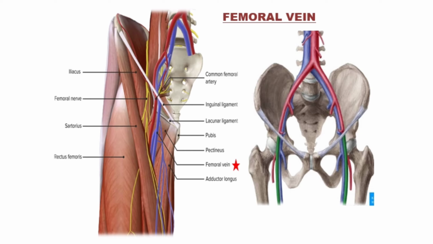Femoral vein receives the following tributaries: great saphenous vein, which is the largest tributary, profunda femoris vein, medial and lateral circumflex femoral vein, deep external pudendal vein, and direct muscular tributaries. Superficial tributaries of femoral vein include superficial epigastric, superficial external pudendal, and superficial circumflex iliac veins. As you can see, femoral vein continues upwards behind inguinal ligament to form external iliac vein.